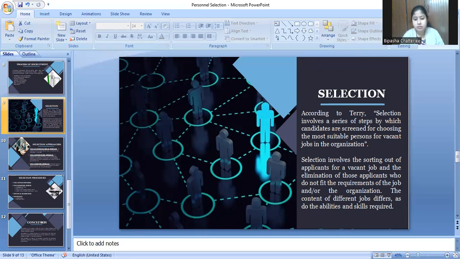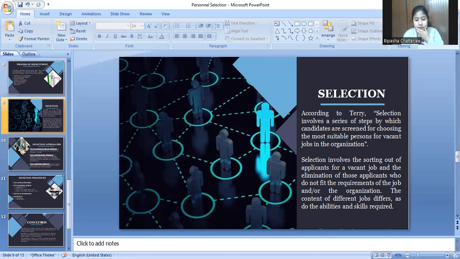So we have interviews, of course: formal, planned, patterned, non-directed interview, depth interview, stress interview, and various kinds of interviews are conducted as well.